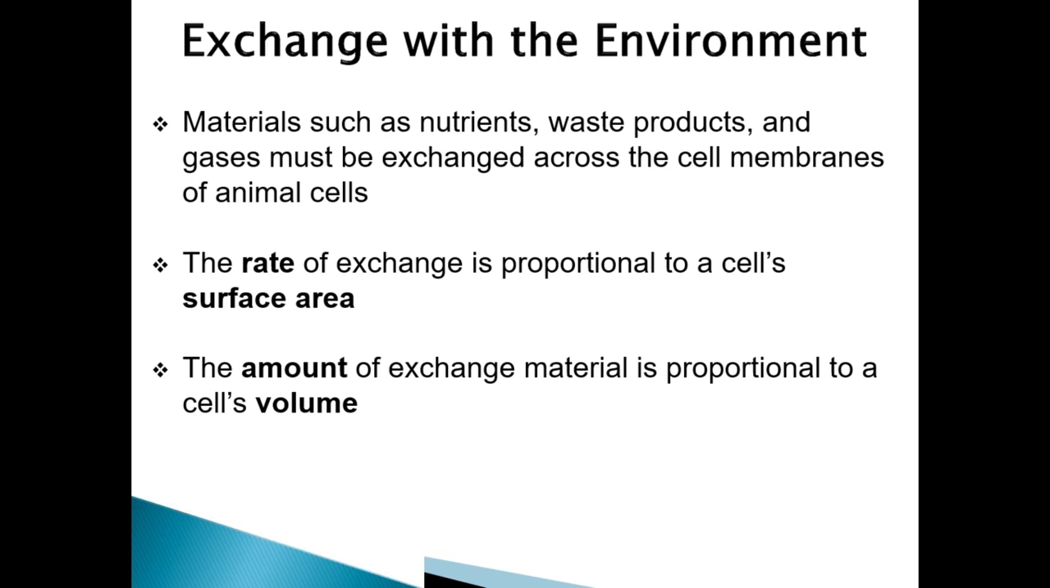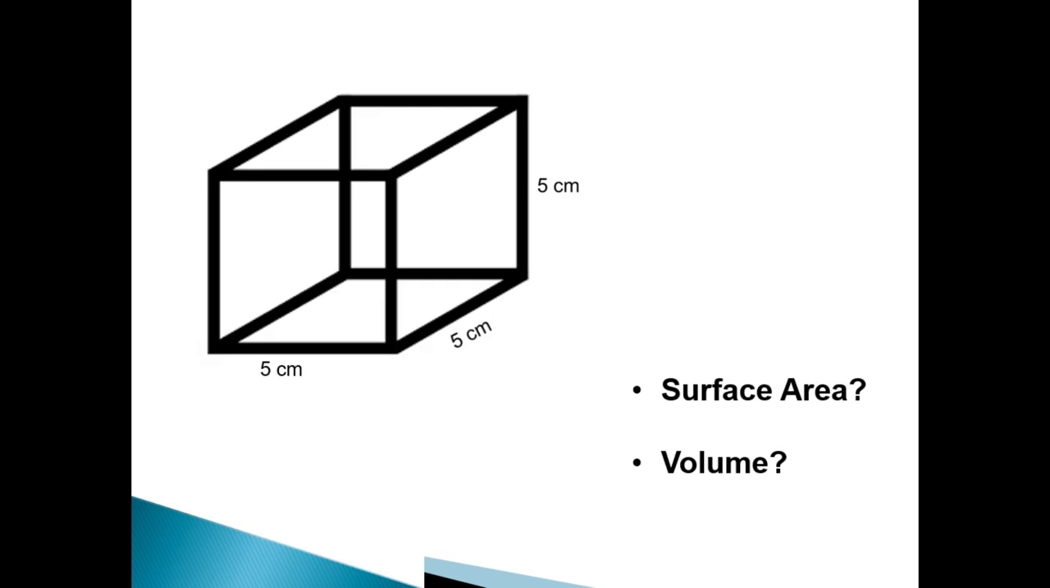Now this is a very important concept because again, these physical laws are going to dictate the structure of organisms because they place limits on the rate and the amount of the exchange which can take place within an organism. Here we can see a cube which has equal length, breadth, and height, each of 5 centimeters. I want you to imagine that this is an organism.